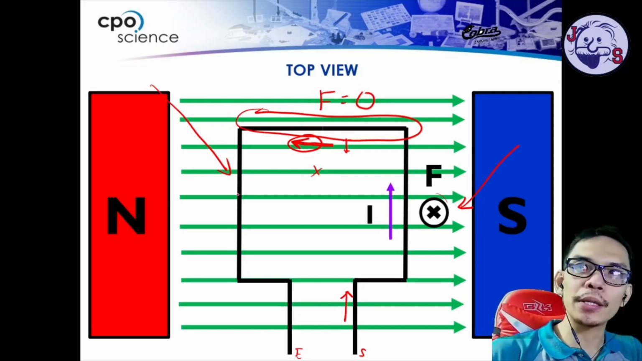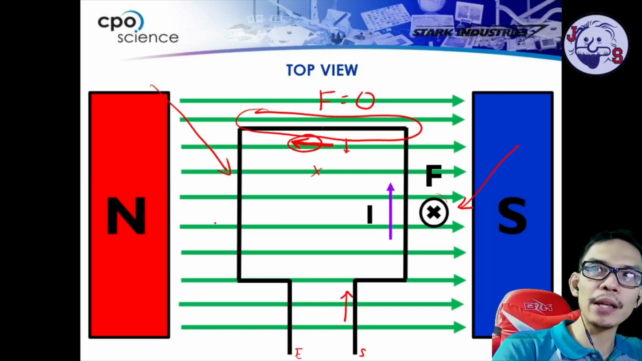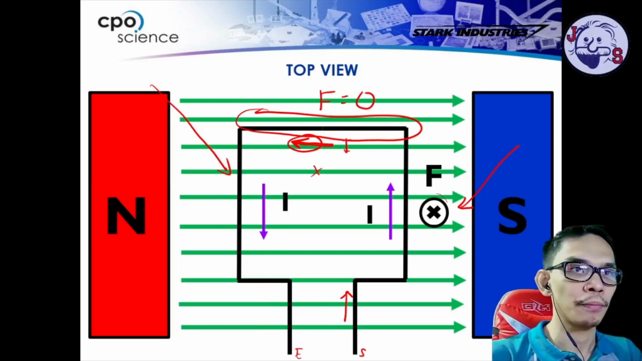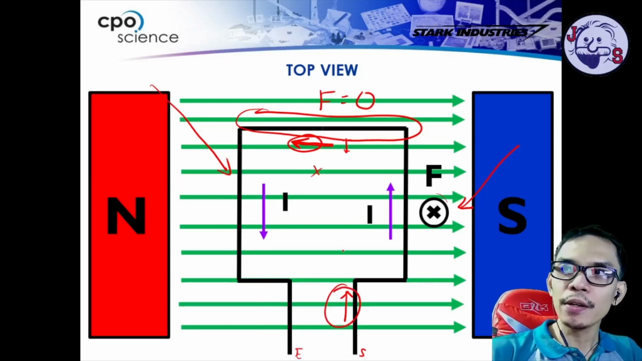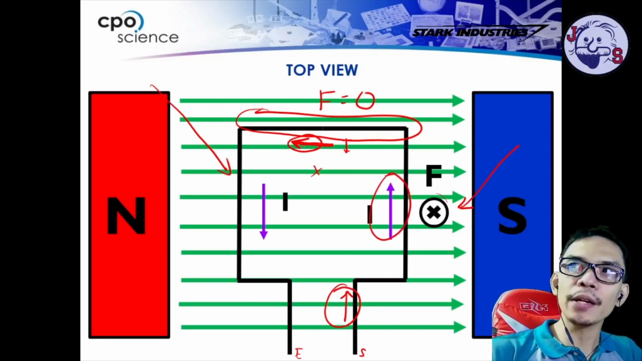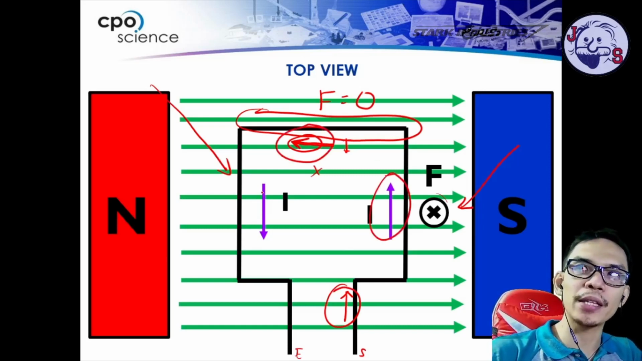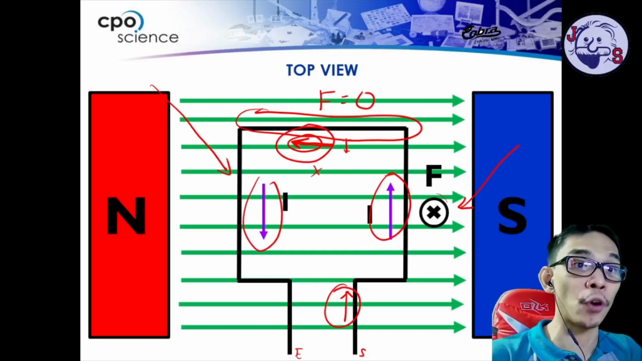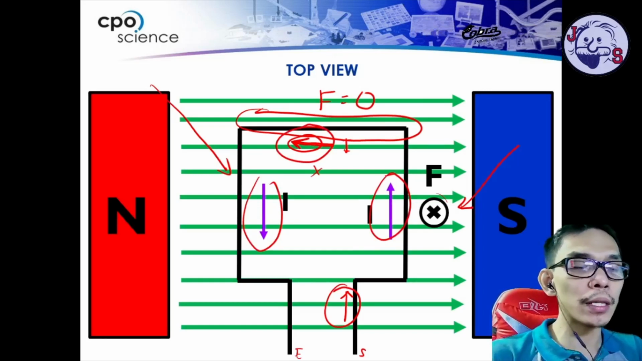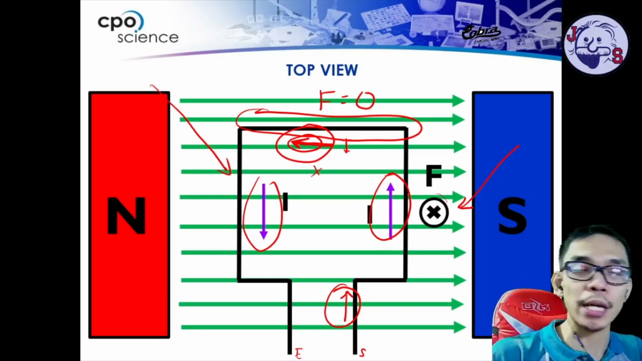Now, let's go to this side of the wire. The current here is moving downward. If you follow the pattern of the current, which started right here, it goes up over here, goes to the left on this side, and goes downward. Now, what is the direction of force on this side of the wire?